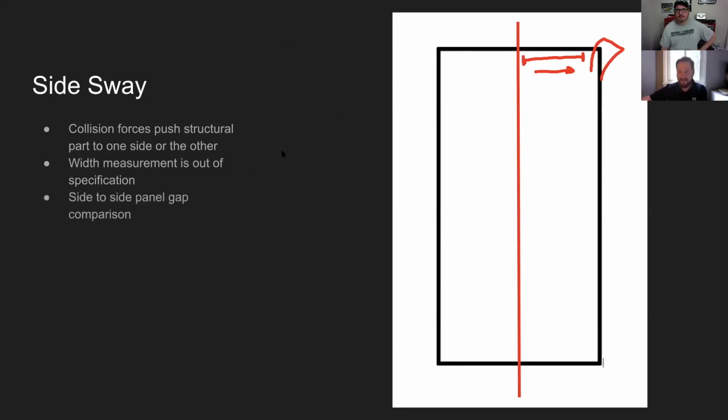A good way to identify it just by looking at panel gaps is a side-to-side comparison. So if it gets pushed to, say, the passenger side, if you look at the passenger side fender, the panel gap's going to be real tight. If you look at the driver's side fender, that panel gap is going to be a little bit wider. So that's a good indication of side sway right off the bat.